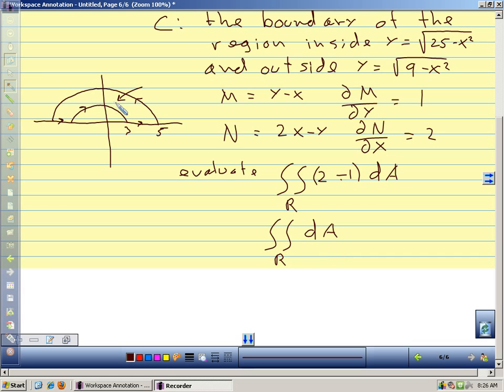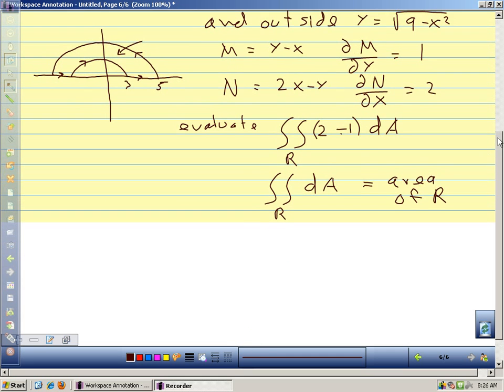No. We take the area of the larger half circle, subtract the area of the smaller half circle, and we have our answer. So this is just the area of R. The double integral of dA is just the area. And this equals 1/2 pi times 5 squared minus pi times 3 squared. And we get 8 pi. So we didn't even have to integrate.